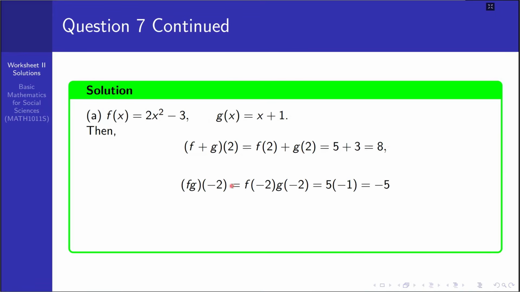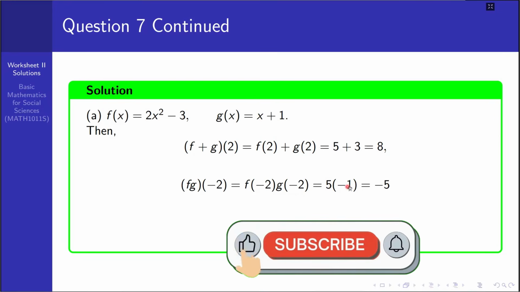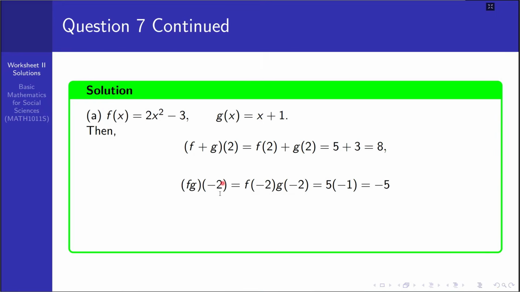Similarly, f times g of minus 2 could be f of minus 2 times g of minus 2. But f of minus 2 could be minus 2 squared is 4, 4 times 2 is 8, 8 minus 3 could be 5. And g of minus 2 would be minus 2 plus 1, that's minus 1. Therefore, this is minus 5. Therefore, f times g of minus 2 is minus 5.